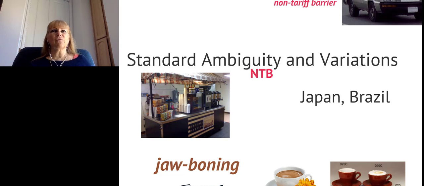Sometimes the standards will vary. Well, no, it has to be bigger. Well, no, it has to smell like this. Well, no, it has to weigh this much, whatever. Two countries, two big markets that have been very, very strong users of standard ambiguity are Japan and Brazil. And I'll give you an example here.